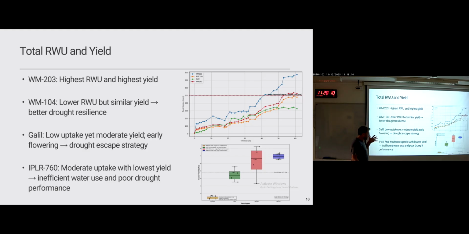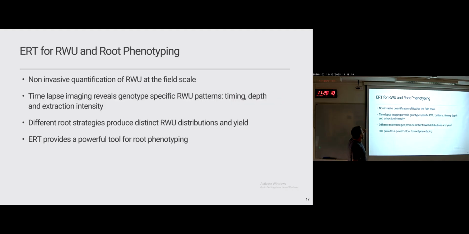Okay? So, I'm not a plant physiologist. This is not my objective. The main objective is really to show how we can use electrical resistivity to non-invasively quantify root water uptake at the field scale, and to show how using time-lapse ERT we can look at the specific characteristics of the different genotypes, of the different patterns of each genotype in terms of timing, depth of root water uptake. What are the different strategies of those genotypes?